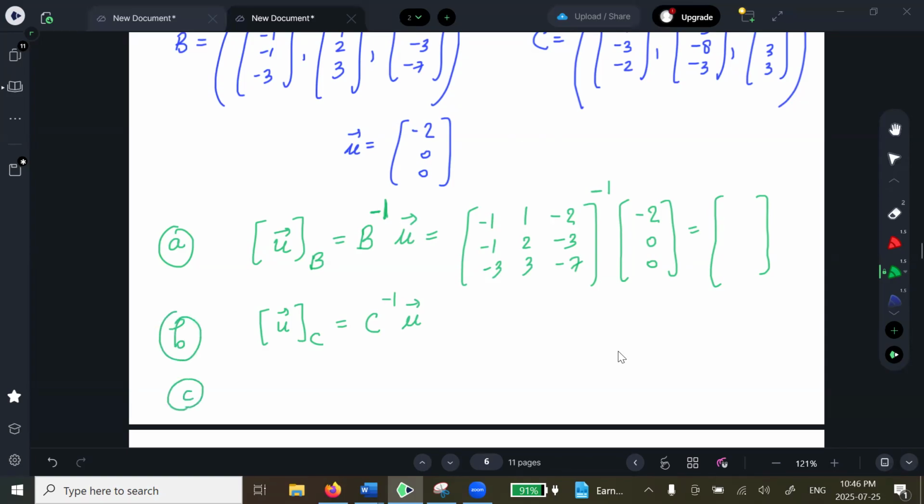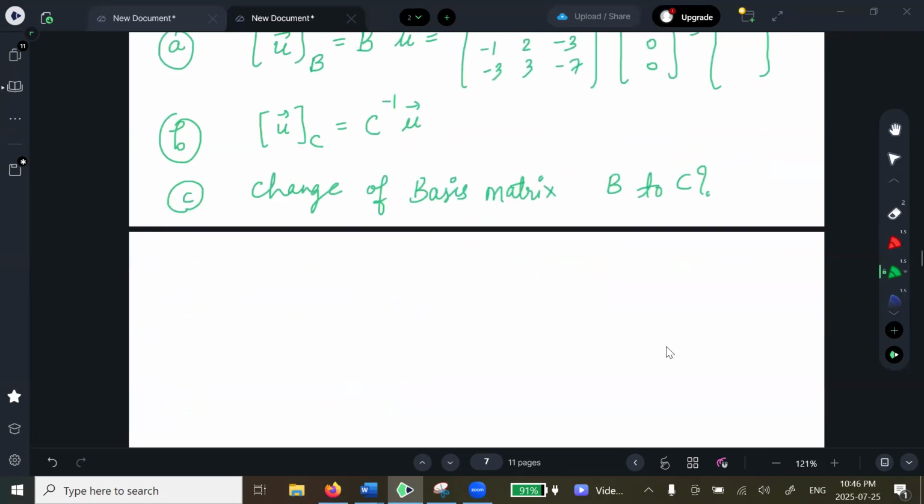What if you were looking for a change of basis matrix from B to C? What is the formula? It's just a product.